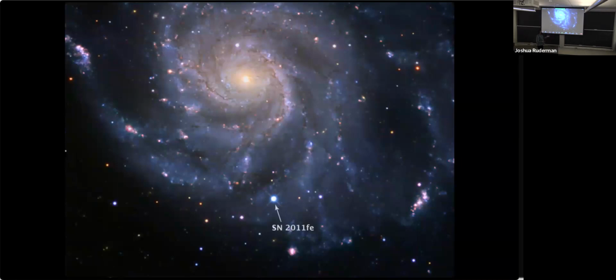So this brings us to 2011fe. It was one of the closest supernovae, well, until 2014, one of the closest supernovae in a lifetime. It was very close, so we have exquisite observations, and it gave us a chance to follow this up.